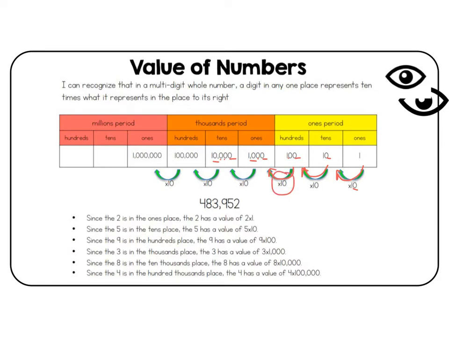So in the example below, we have 483,952. We know that the 2 has a value of 2 times 1 because it's in the ones place. We know that 5 has a value of 5 times 10 because it's in the tens place. This is our expanded notation. So we're going to use this idea of expanded notation and put it into a lesson today.